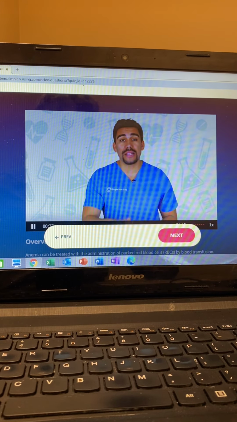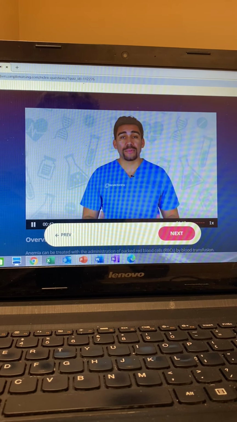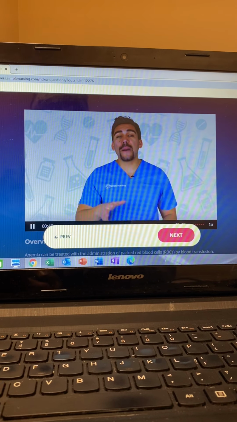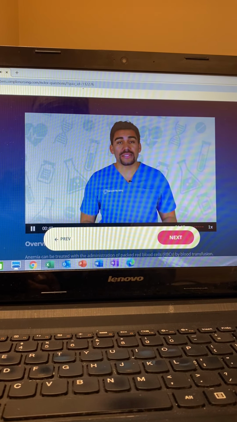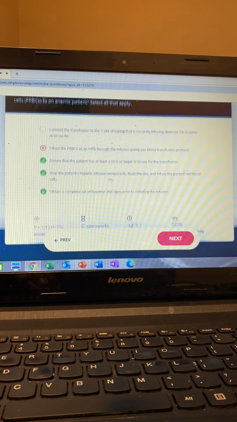Write that down, normal saline with blood transfusion. Option 2, packed red blood cells are given through the main line, not through an IV piggyback. And options 3, 4, and 5 are correct. You need to have a large bore IV for a blood transfusion to avoid lysis.